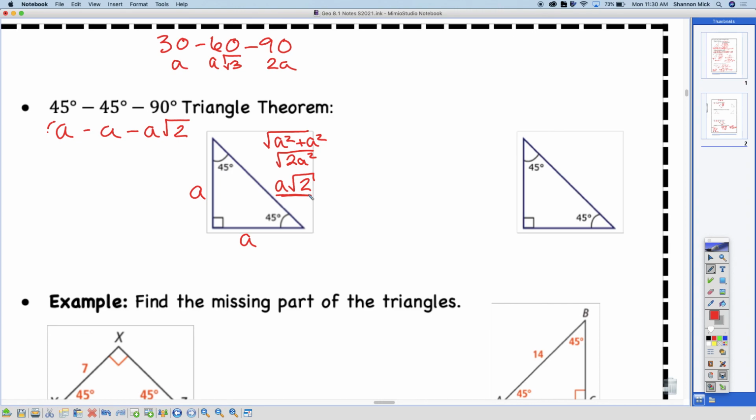If I want that to be 2A, well, how do I make the square root of 2 just be 2? Times it by the square root of 2, yes? And as long as I multiply every single thing there by the square root of 2, it's legal, right? So multiply by square root of 2. Every part. If I multiply every part in here by square root of 2, what do my legs turn into? A square root of 2. Yes?